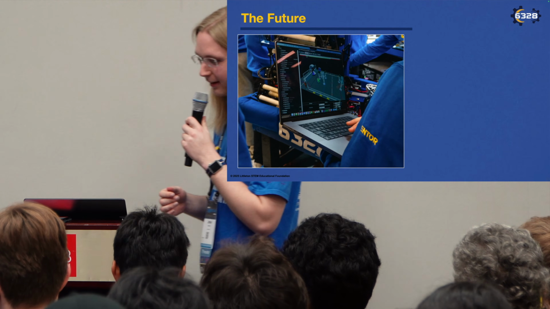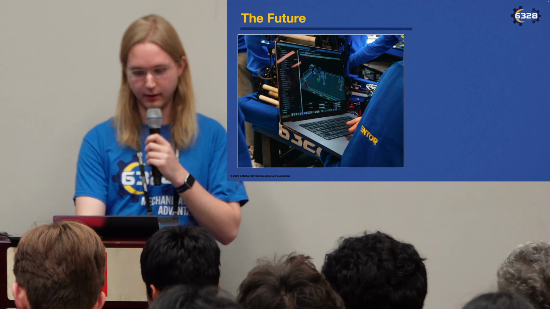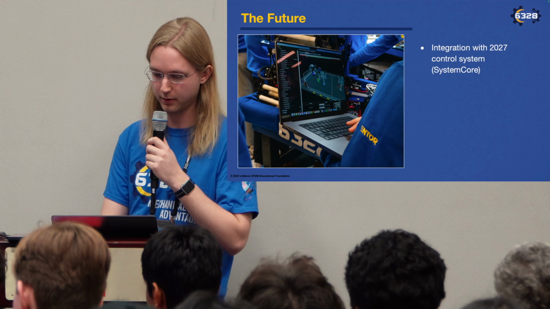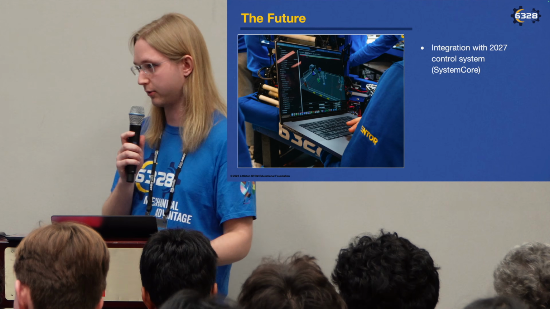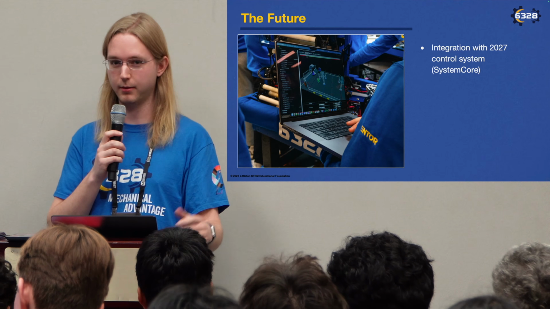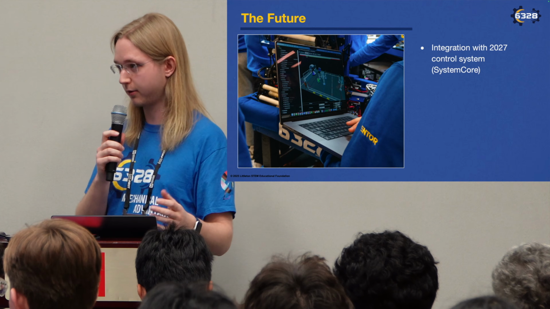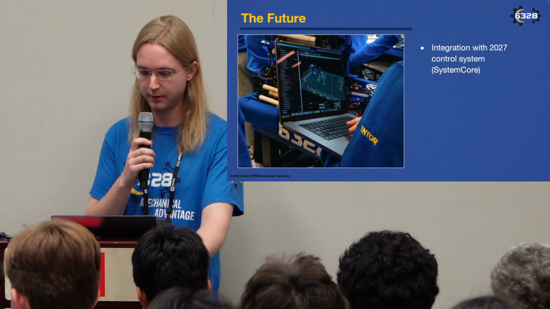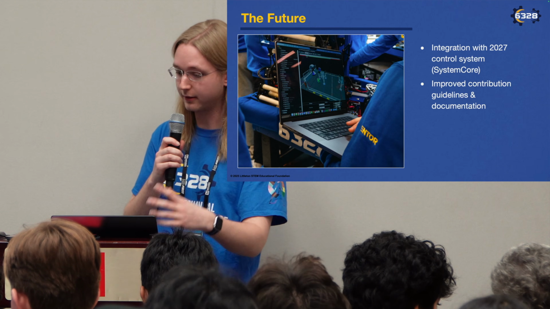Now let's talk about what's next for AdvantageScope. So one of the big things that we're currently working on is integration with the 2027 control system, which is called System Core. The plan is that AdvantageScope is going to include deeper integration with the new control system in order to support on-robot development, which you can check the blog posts from FIRST with some more info about that. That'll be a major focus for us in the upcoming off-season, and we're really looking forward to the deeper integration there.